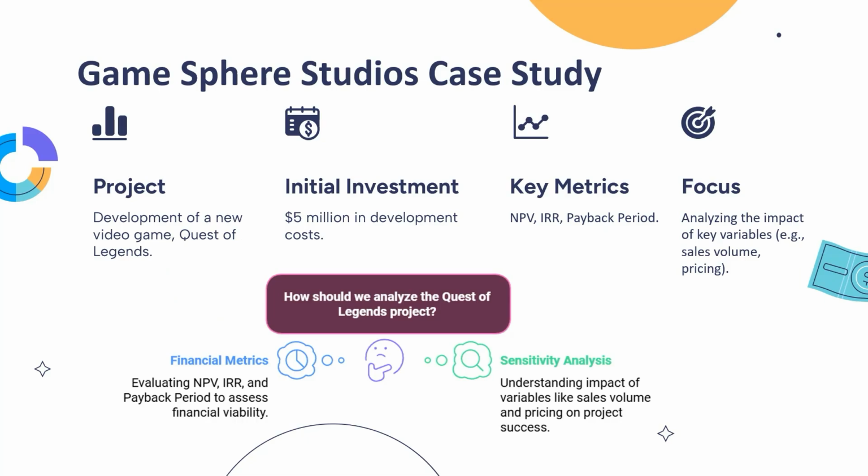So we have our game studio case, and the first thing we look at is the project. We're developing a new video game called Quest of Legends. Like I said, this is a fictitious company, but we're going to set out on this adventure to create a new game. We need to look at different aspects of it before we actually go forward.